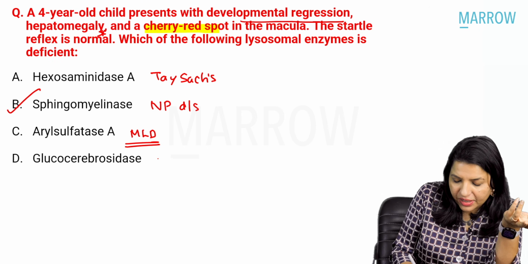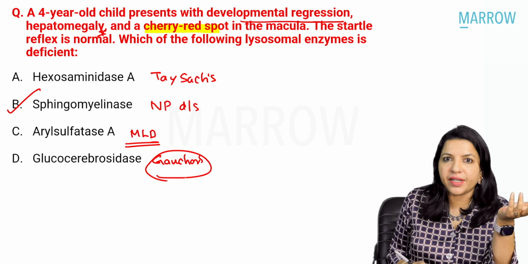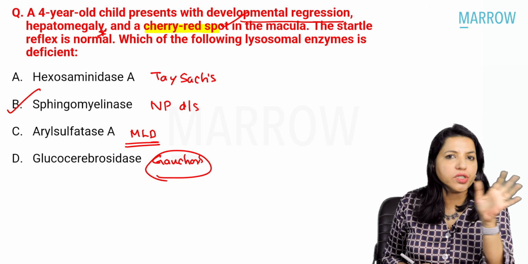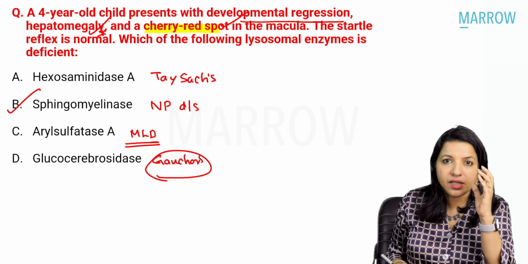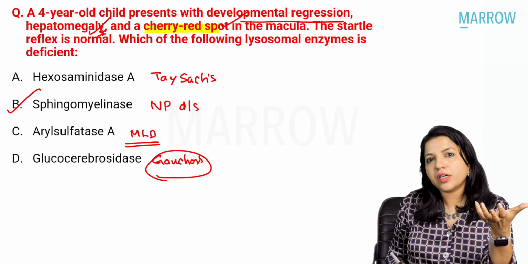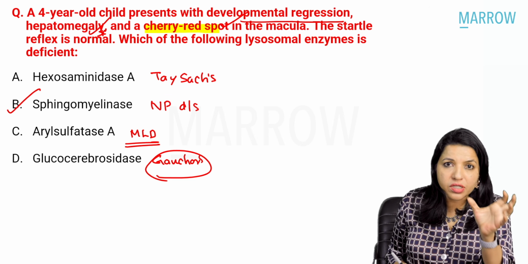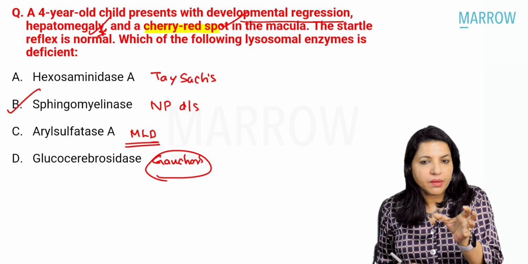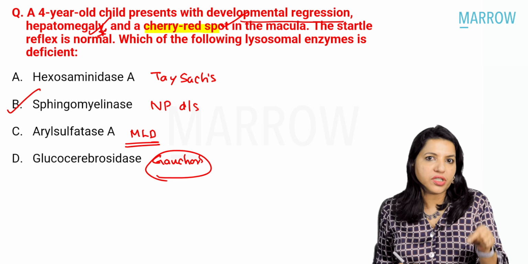Glucocerebrosidase. That is a case of Gaucher's disease. Two things are against it here. One is the cherry red spot, which is not present. Number two, visceromegaly, that is present, and that favors Gaucher's disease. But the cherry red spot is absent. So visceromegaly is present, but the cherry red spot is not present in the case of Gaucher's disease.